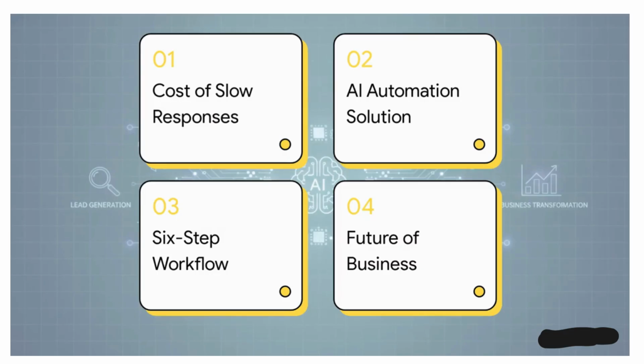So here's our roadmap for this explainer. First, we'll look at the cost of slow responses, then the AI automation solution. We'll follow that up with a 6-step automated workflow, and finally, wrap things up with a look at the future of business. Let's get to it.